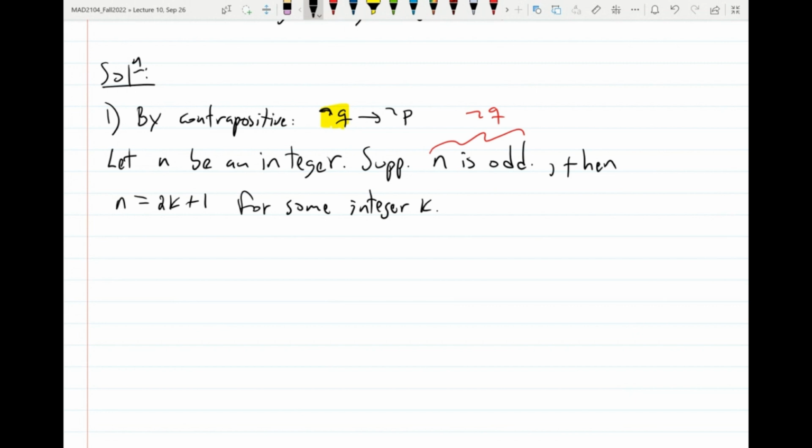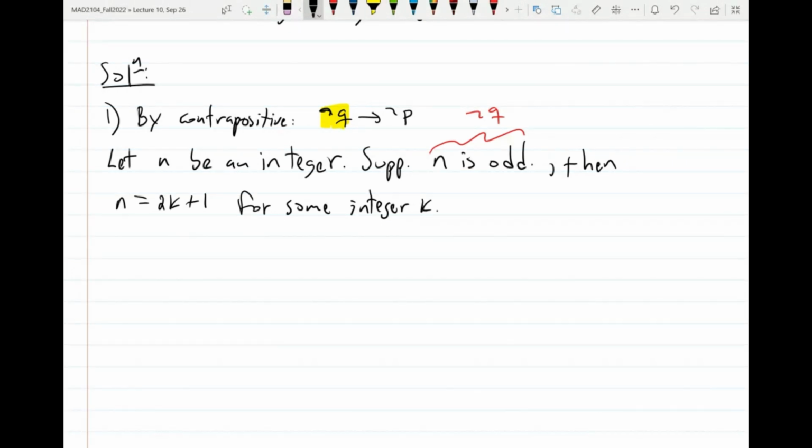Okay, now what I want to do is I want to somehow argue. It's always good to look forward and see what it is that you want. So you structure the argument that way. What is it that we want to prove? n squared is what? Odd. Remember, contrapositive. So P is that n squared is even. So not P, which is what we want to prove now, is that n squared is odd. Right? So given that n is odd, can I argue that n squared is odd?